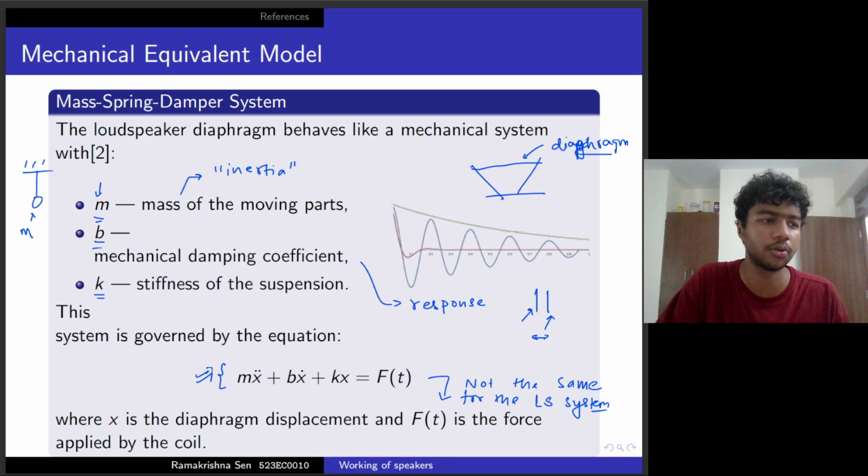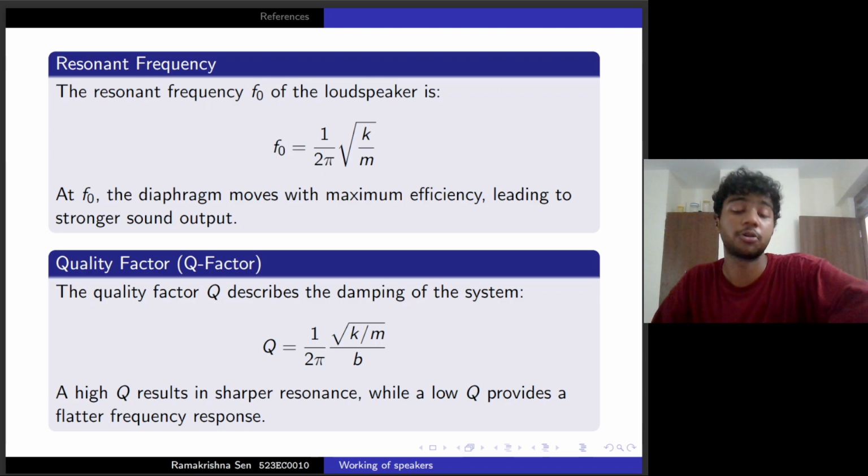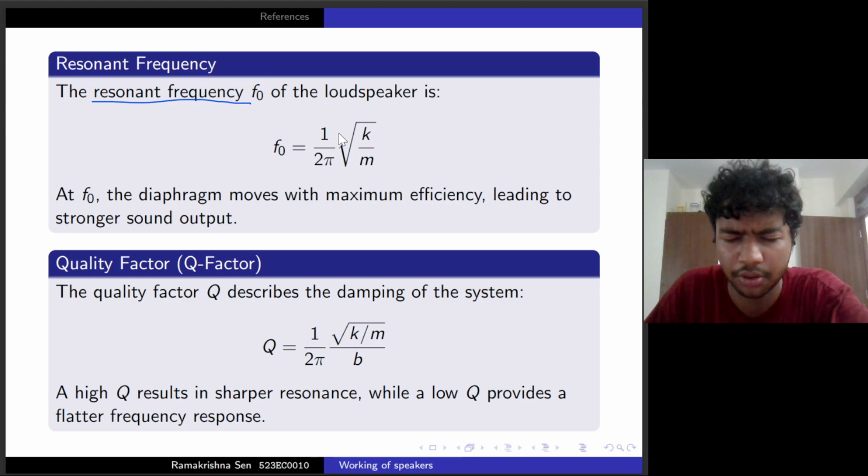And there are also some advanced topics like FEA, which is finite element analysis, and we can use software like ANSYS, etc., to model those systems more efficiently. But that's not part of this talk, so we'll skim through it. Since we also talked about frequencies, there's something called resonance frequency, and resonant frequency is the frequency at which the performance of the loudspeaker is at its peak.